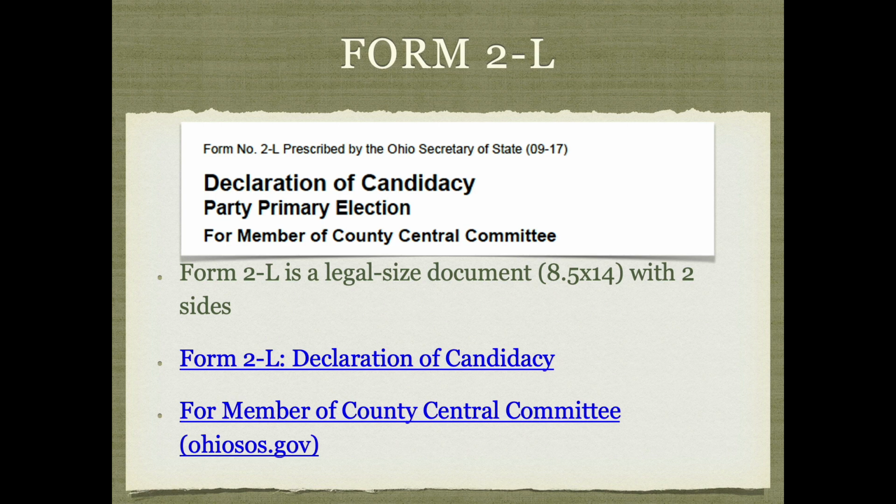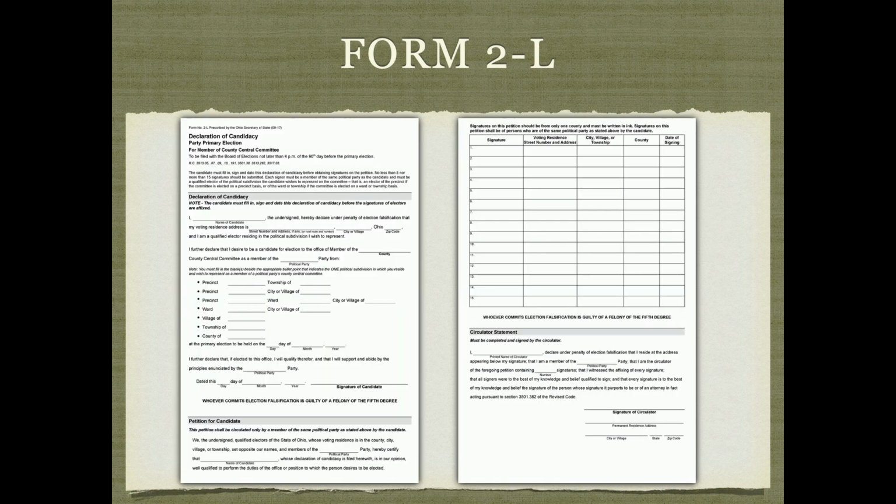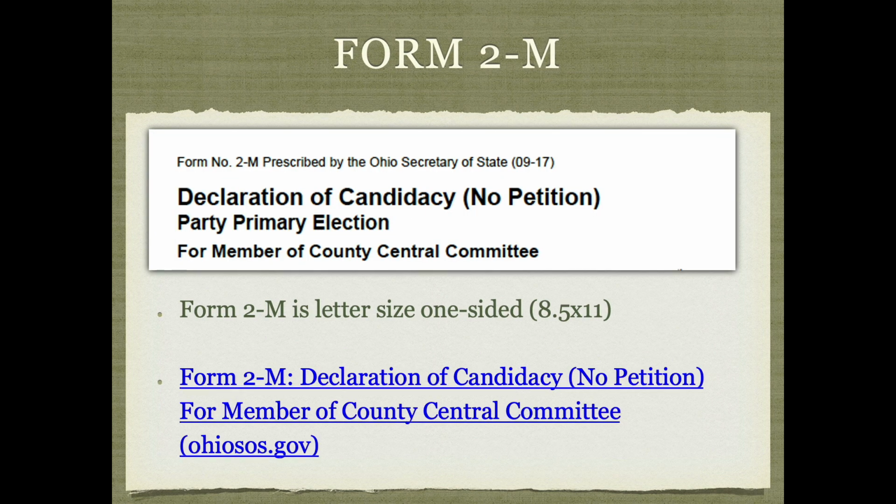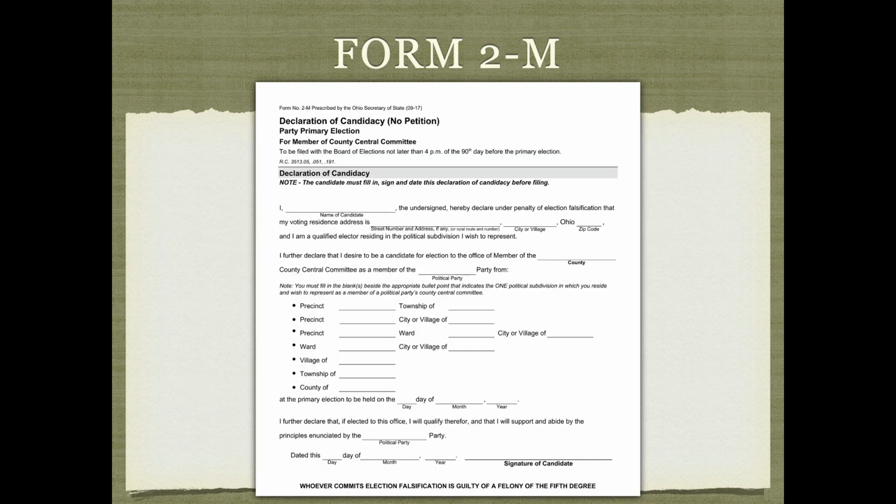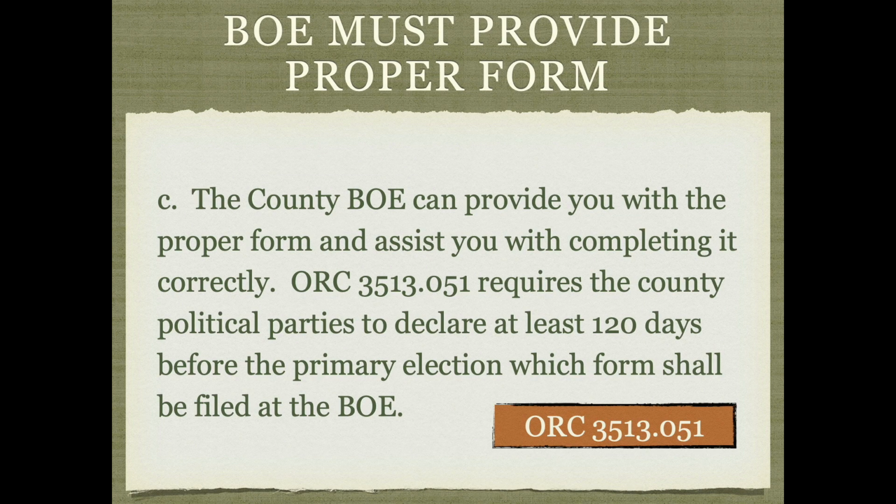Form 2L is a legal-sized document, 8.5 by 14 inches, with 2 sides. Here is what Form 2L looks like. Form 2M is a letter-sized, one-sided document, 8.5 by 11 inches. Here is what Form 2M looks like. The BOE must provide the proper form. The County Board of Elections can provide you with the proper form and assist you with completing it correctly.